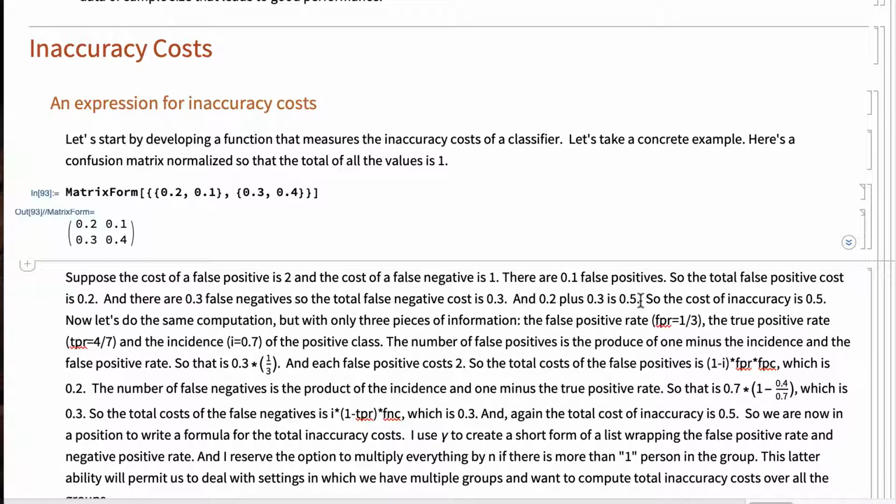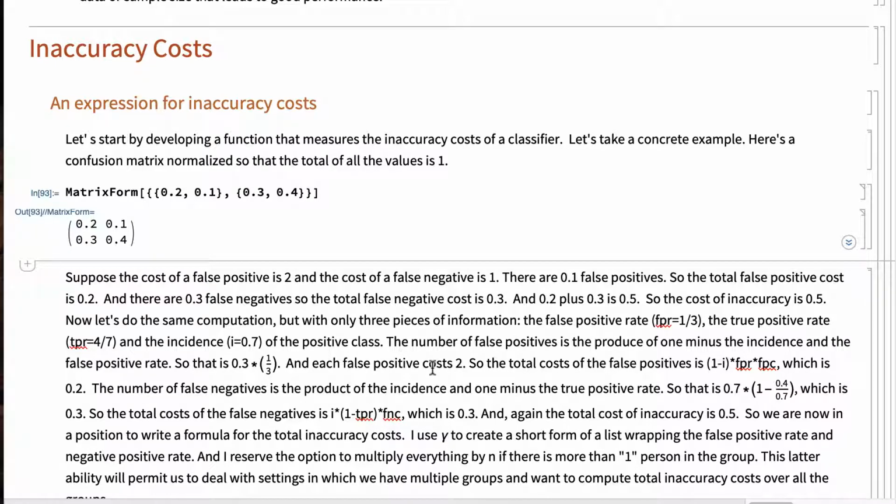All right, that wasn't too bad. Now let's do the same computation, but this time with only 3 pieces of information. The false positive rate, the true positive rate, and the incidence of the positive class. You can see the false positive rate is 1/3, the true positive rate is 4/7, and the incidence is 0.7.